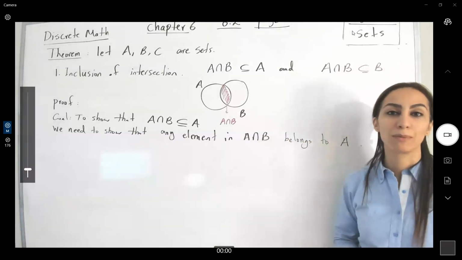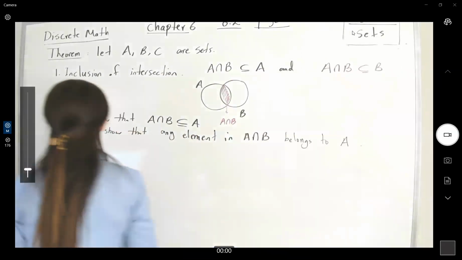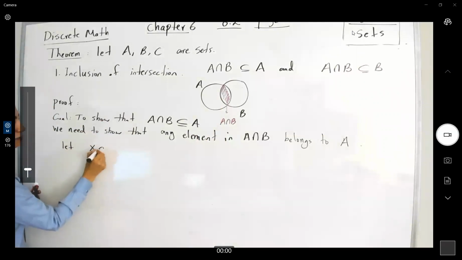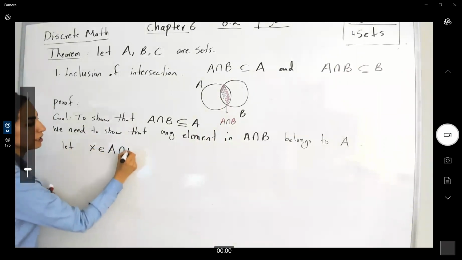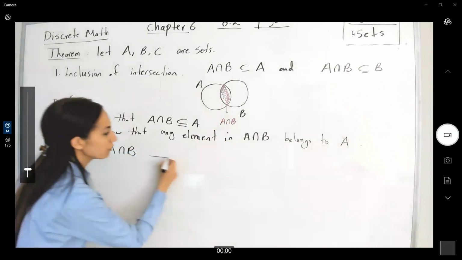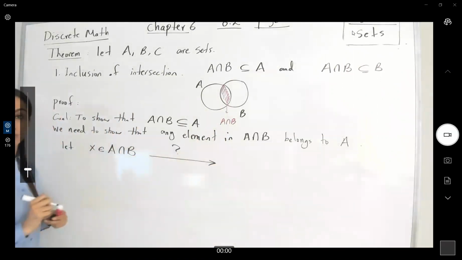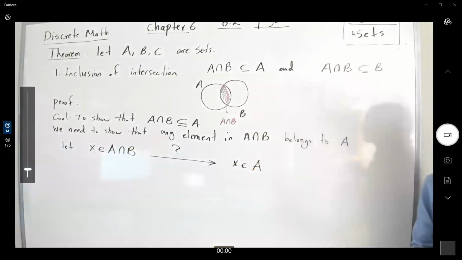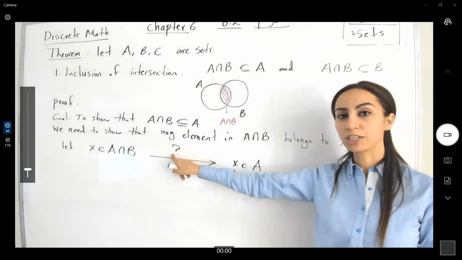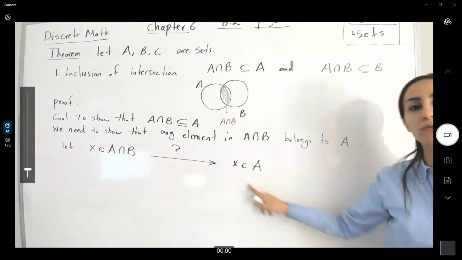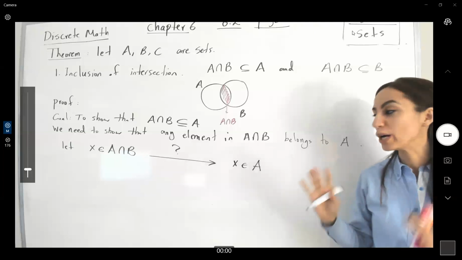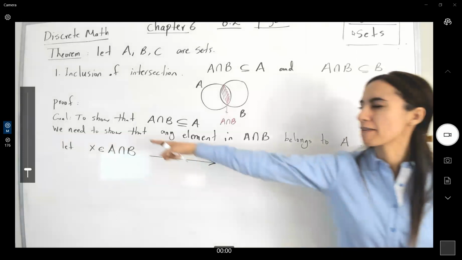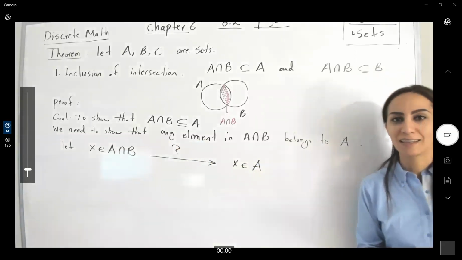So this is what we're trying to show. Let us take a random element in set A intersection B. Let X be in A intersection B. What are we trying to show? We're trying to show that X is in A as well. I'm going to put a question mark here because I want to prove this. I don't know if it is true or not. This is my goal. I want to show that the random element lands in set A.